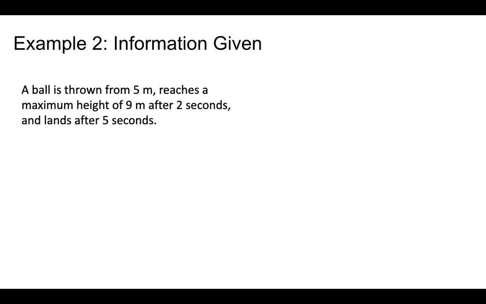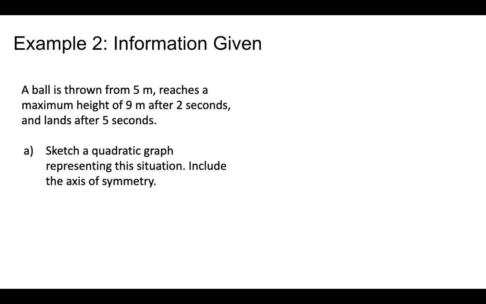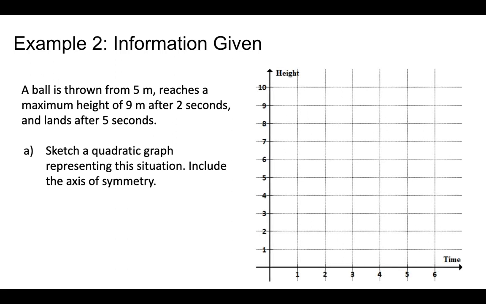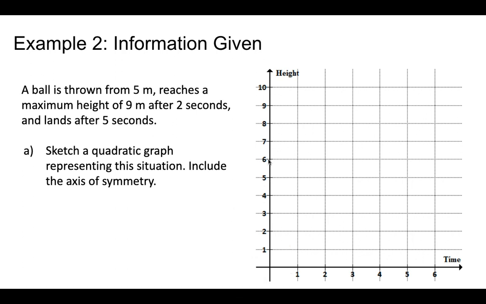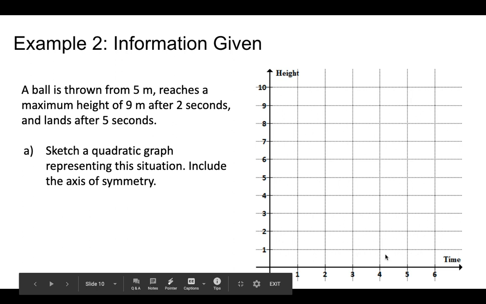So this time we have a ball that's thrown from 5 meters, reaches a maximum height of 9 meters after 2 seconds, and lands after 5 seconds. So the first question is to sketch a quadratic graph, and we need to include the axis of symmetry. On your page, I've given you a coordinate grid where we have height in meters along the y-axis and time in seconds along the x-axis.